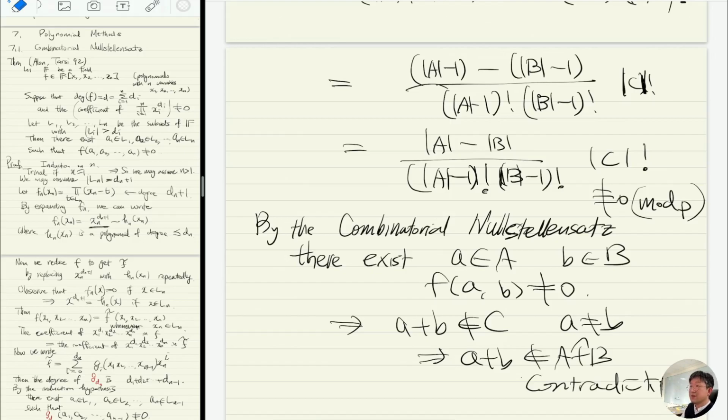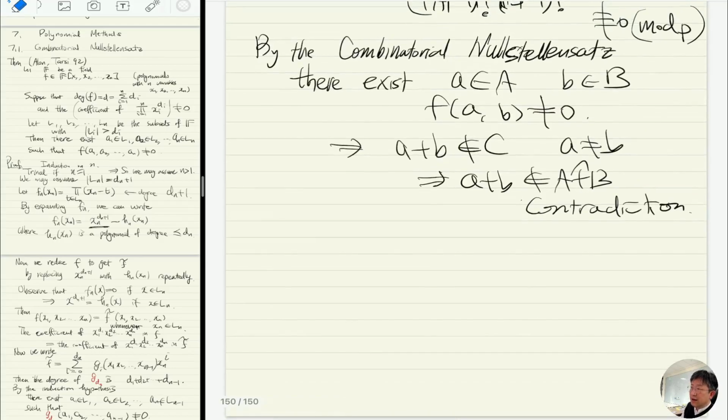Okay, so that's the proof. Now, by using the same proof, you could prove generalizations easily. Let me skip that. All right. So that's it.